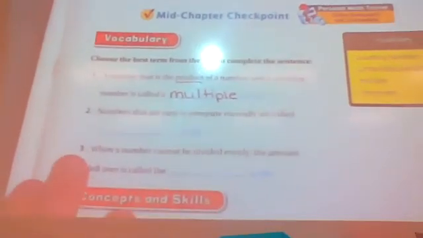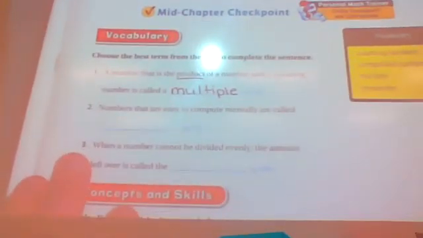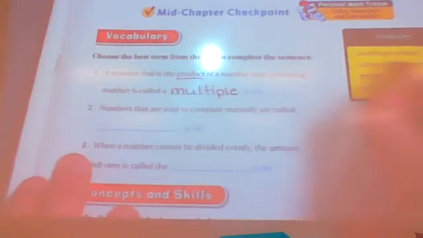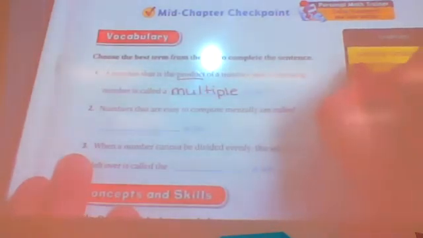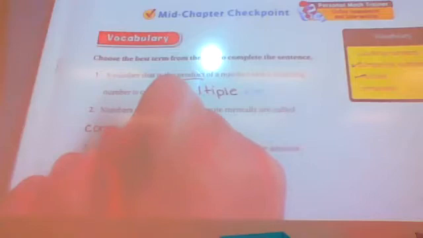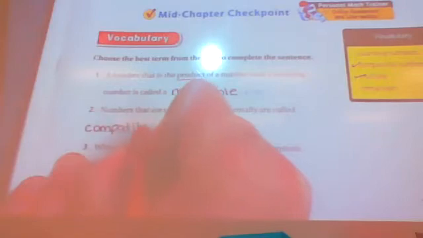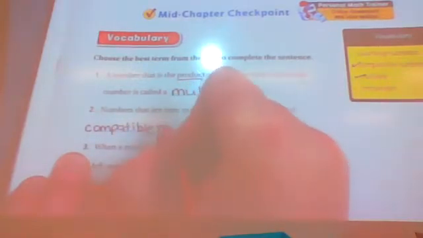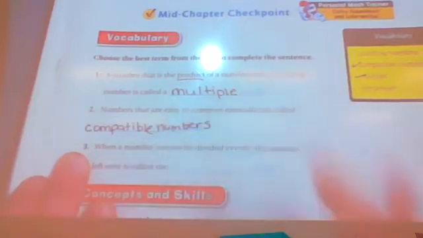Number two, numbers that are easy to compute mentally are called... so we have to think about this. These are going to be numbers that we can figure in our head. Okay? And this is compatible numbers. So we used multiple, okay? These are going to be compatible numbers. Think of compatible as easily going together. Things are compatible means they fit just right. Well, these are numbers that are easy to compute in your head. Compatible numbers.